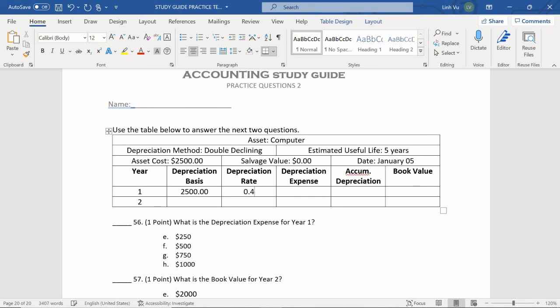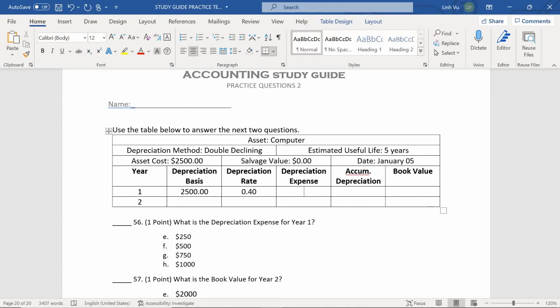It is 0.1. Not 0.1. 0.2. Times 2. 0.4. Good. I don't know how I got to that. No worries. Okay. So, depreciation basis times rate.